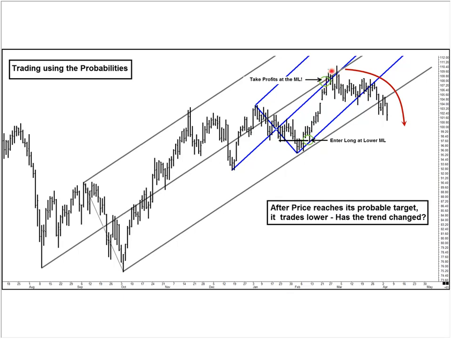Price goes a little higher. That's okay with me. But I don't have to get dragged along with everybody else while I try and figure out what to do with their position. I'm in and I'm out.